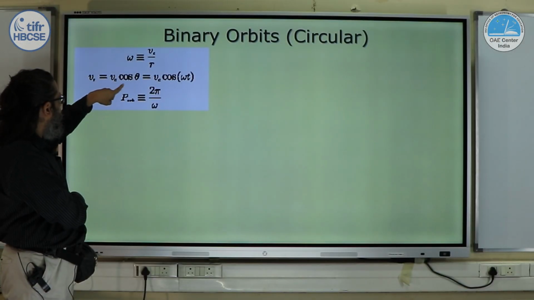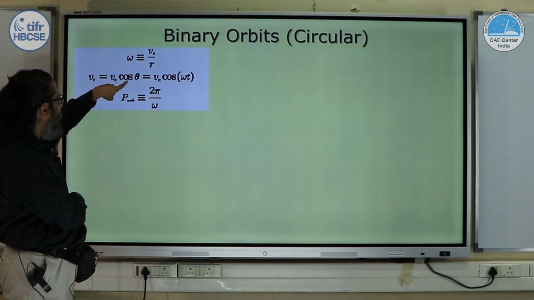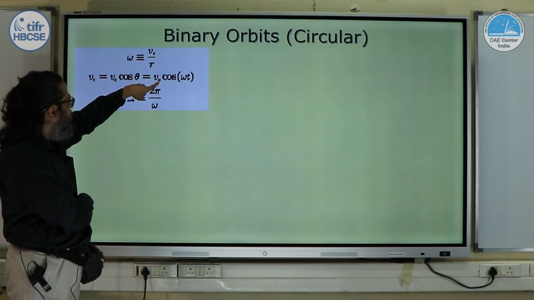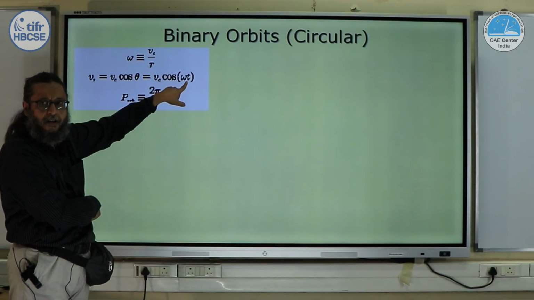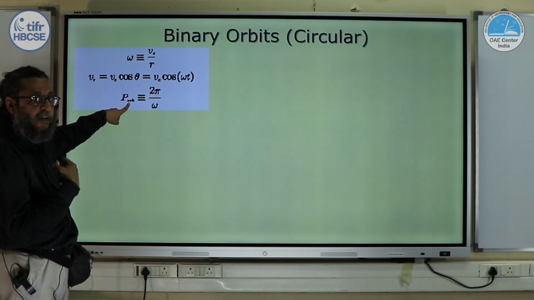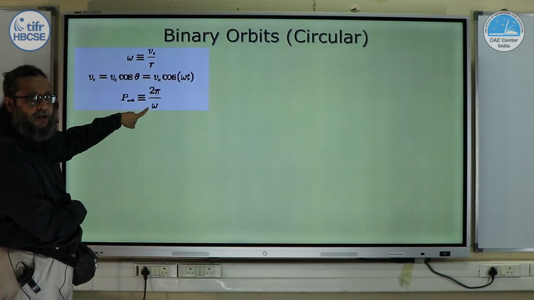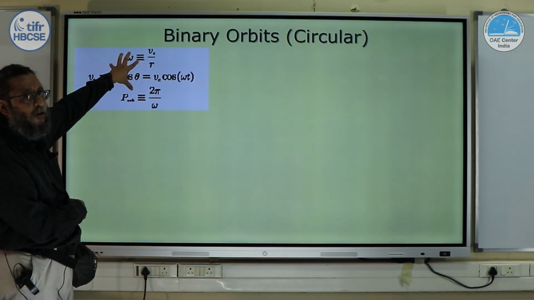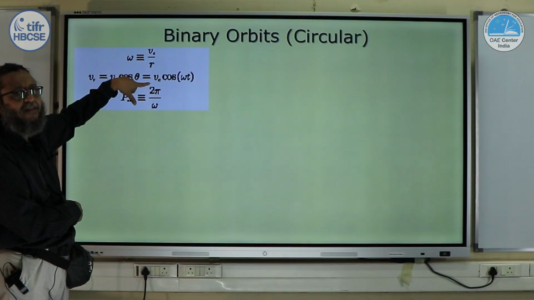Observe this quantity, this VR. We can take it as VC cos theta, and we can take it as VC cos omega t. You replace theta by omega t, right? And the orbit has a time period which is given by P orbit, which is 2 pi upon omega. So this has got nothing to do with mechanics. This is just mathematics in circles.